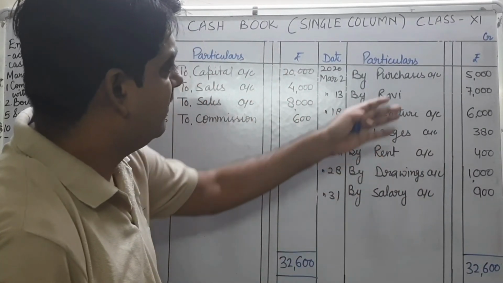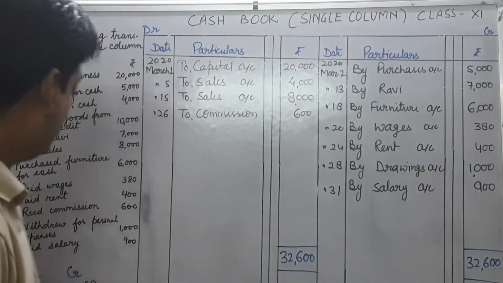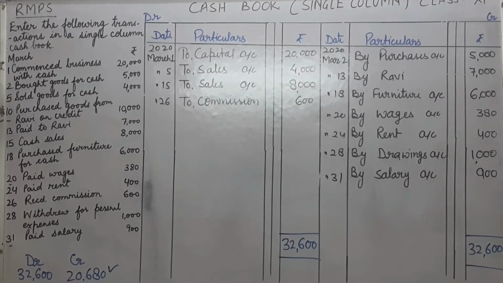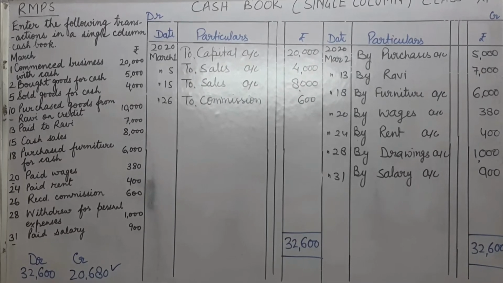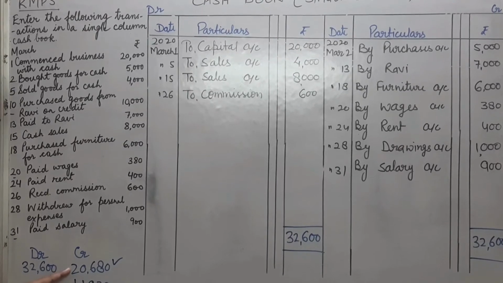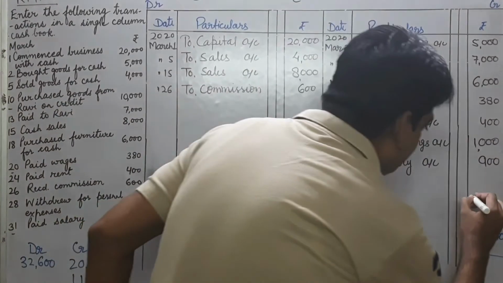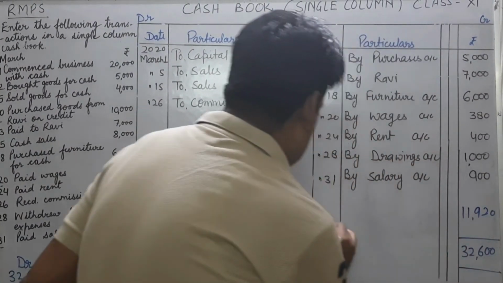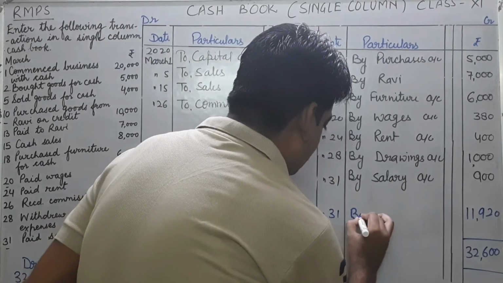After this, we can see there are few payments also, so we will take total of credit side also, and total of credit side will come 20,680. 32,600 is the total of receipt side, and 20,680 is total of payment side. So from the total of receipt side, we will deduct total of payment side. So balance will come 11,920. 11,920 will be our balance on March 31. This is our closing balance.